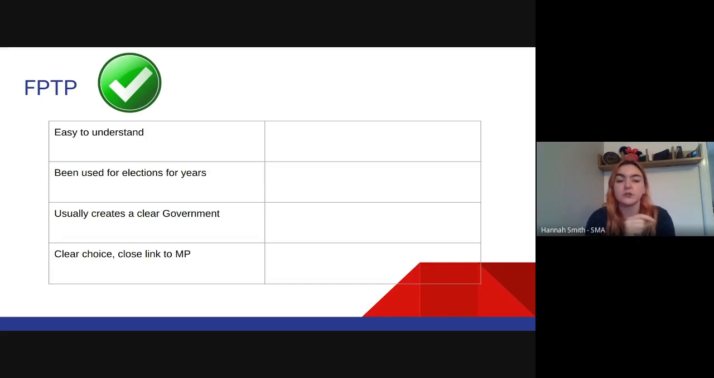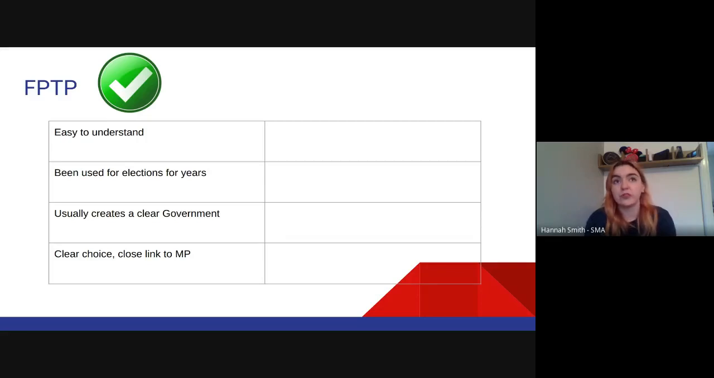Hopefully that makes sense. So your knowledge marks come from, it is easy to understand because it's one X in the box. This therefore means people are more likely to turn out to vote because they know exactly what they have to do. It's also good because it's been used for elections for hundreds of years. We've had loads of stable governments. So it suggests that first past the post is actually a successful system. It usually creates a clear government. The majority of the time, we will get a majority government through first past the post. We know from the work we did last week that in 2019, Boris Johnson secured a majority.